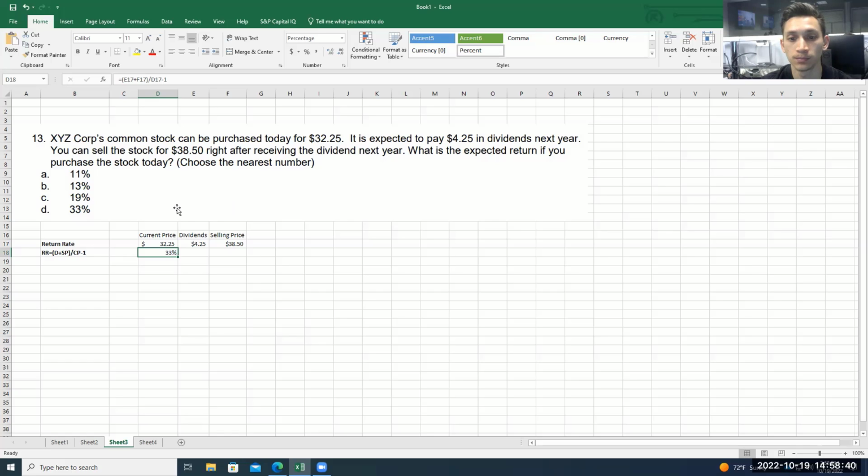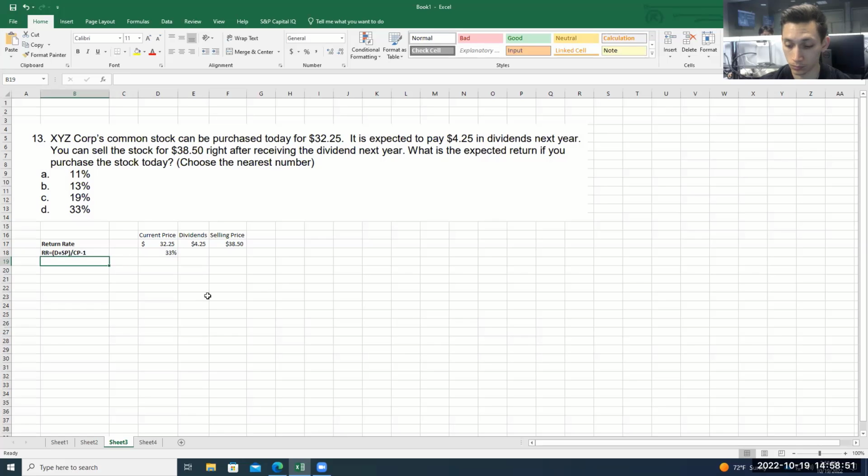Purchase of the stock. So for Colby and Marcus in my class, the formula I use is current price minus purchase price plus dividend, divided by current price. But don't subtract 1. It's the same formula, but I confuse you.